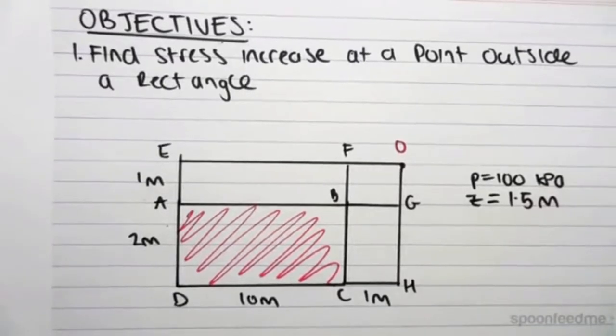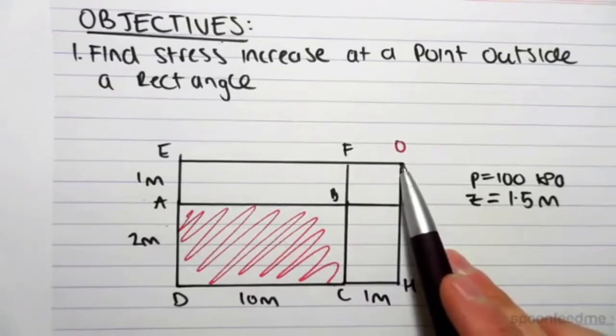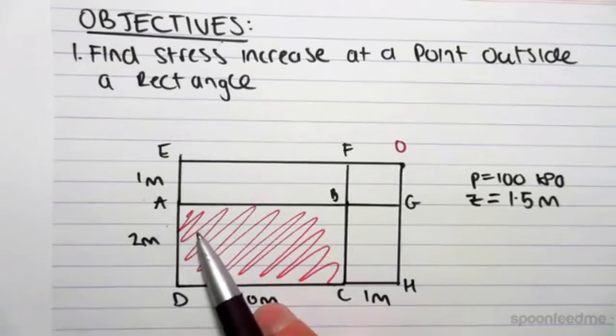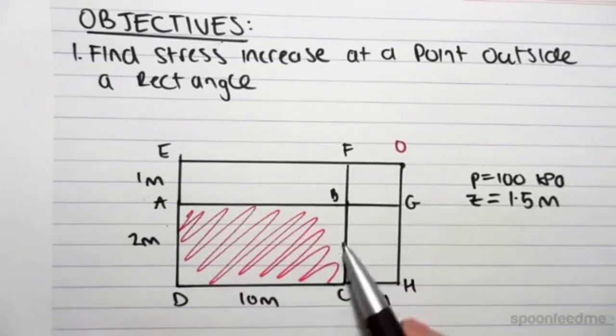So how are we going to split this up? It's a bit more confusing now. The way we're going to do it is that every time we split up a rectangle, it has to have a corner at O. That's the first thing. And the second thing is that the only place where pressure is applied is the foundation, which is this area here.